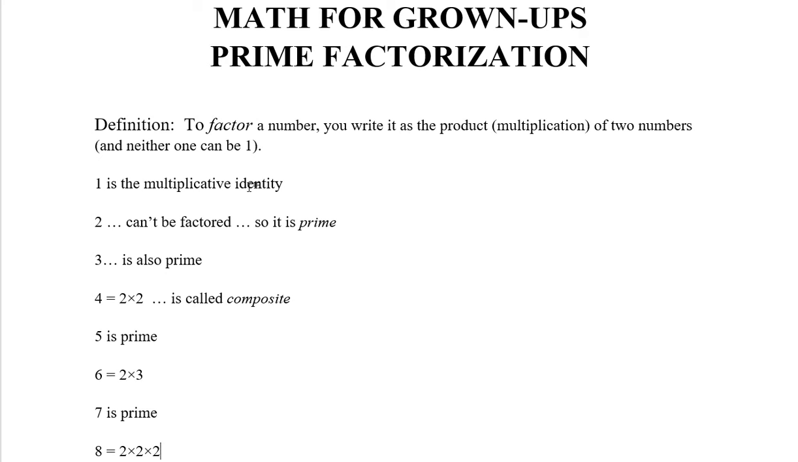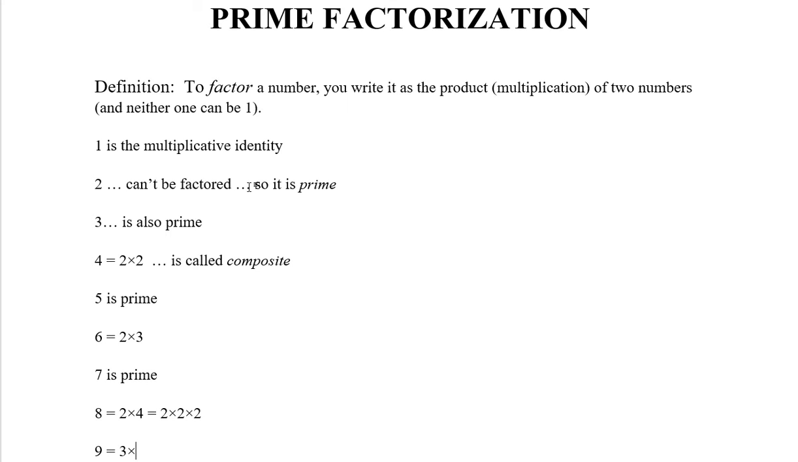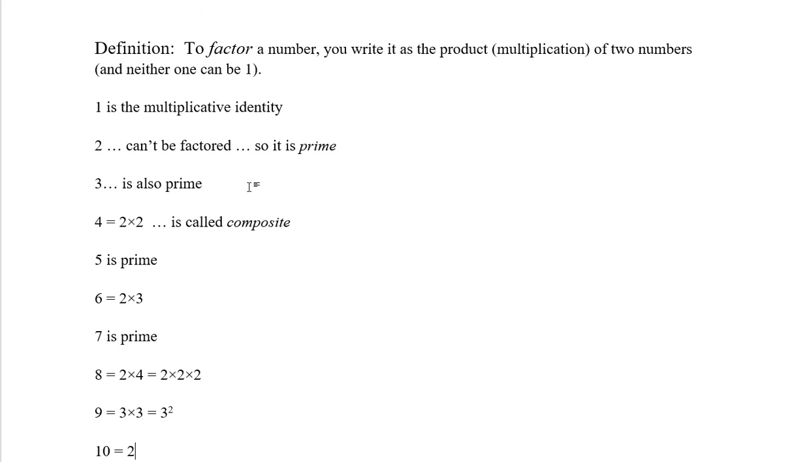Now, what am I saying? There are ways to factor 8. It could be 2 times 4, or 2 times 2 times 2. Well, okay. 9 is 3 times 3. A lot of times we'll use exponents. We'll just say 3 squared, just to save time. 10 is 2 times 5.